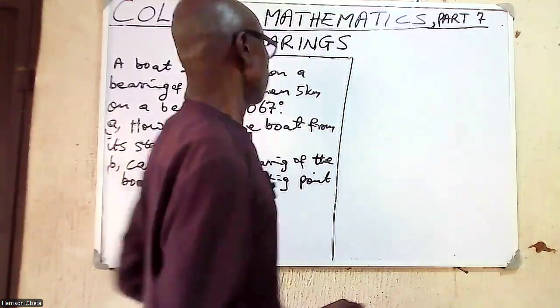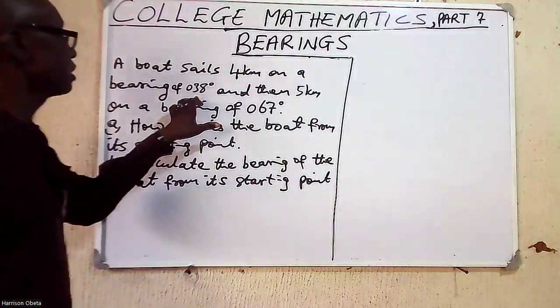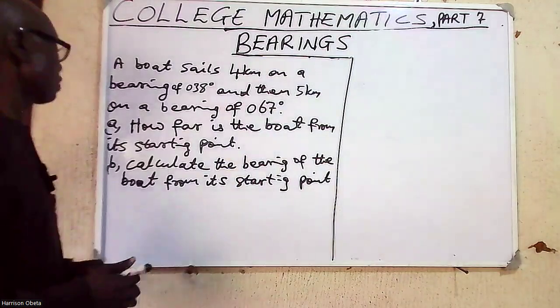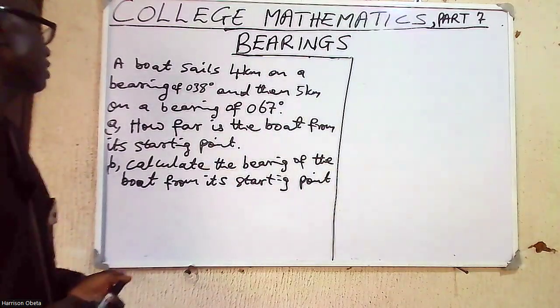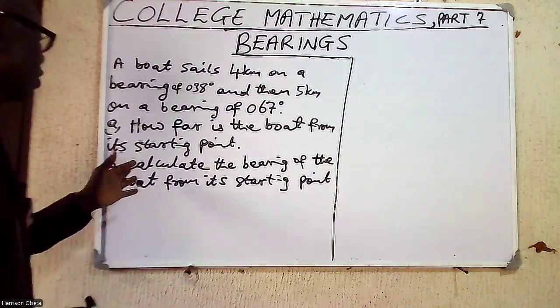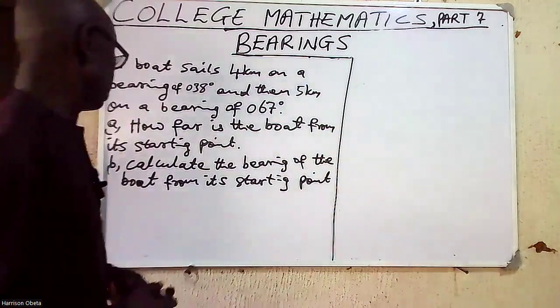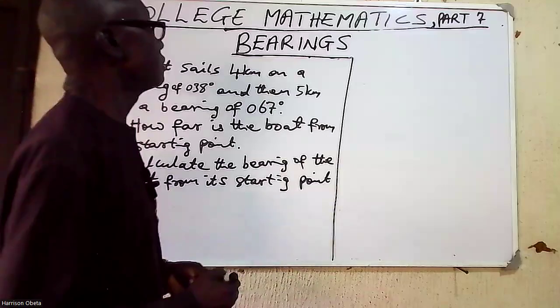We have a question on the board. A boat travels 4 kilometers on a bearing of 038, and then 5 kilometers on a bearing of 067. We have to find how far the boat has traveled from its starting point, and also calculate the bearing from its starting point. So, as usual, we start by drawing the diagram.